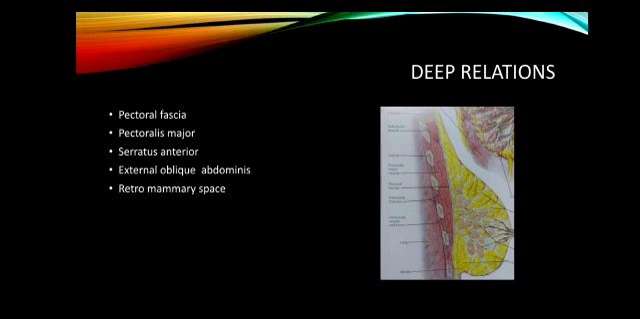Deep relations. The deep surface of the breast is related to the following structures in that order: the pectoral fascia, pectoralis major, serratus anterior, external oblique abdominis, retromammary space. The retromammary space is a loose areolar tissue that separates the breast from the pectoral fascia. The normal breast can be moved freely over the pectoralis major due to the presence of the retromammary space.